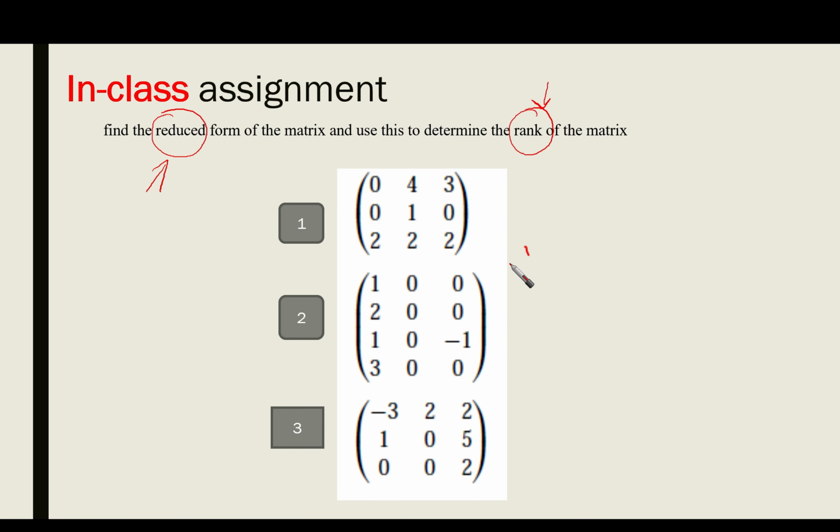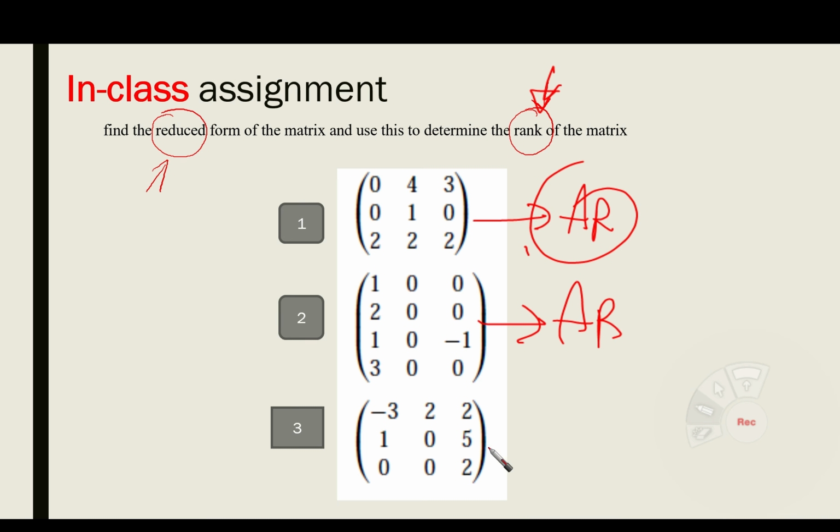Okay. Now let's go to the in-class assignment, and I hope that you can get the time to get the rank. I want only the rank of these matrices. So you can stop the video here and work out the rank of these matrices. What you're going to do is get AR for each one of them, and at the end you are going to count the number of non-zero rows. That's it.